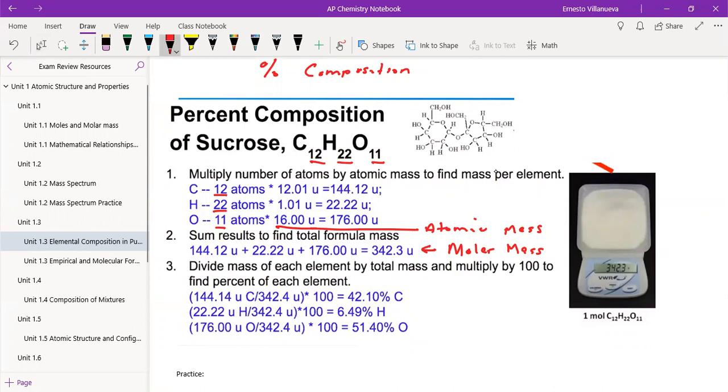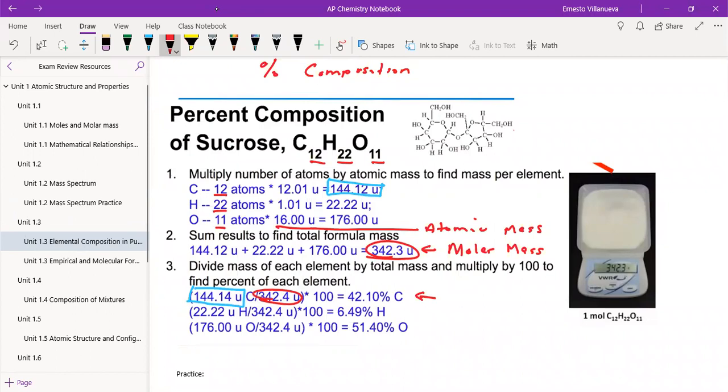Now, if you want to figure out the percent of each element in the compound, what you're going to do is take how much of each element you have. For example, in sucrose, 144 of those atomic mass units are made up of carbon. So I'm going to take the 144 of carbon, then divide it by the entire molar mass. Again, this is all review. I'm going to do that for each successive element in the compound, and then multiply those answers by 100, and that's where I get these percentages.